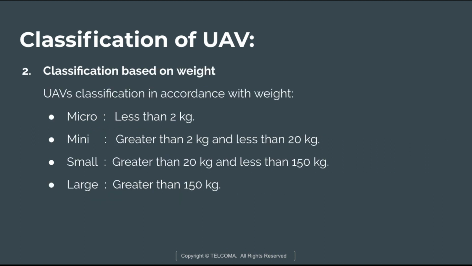Next classification is based upon the weight. UAV classification in accordance with weight: the first one is micro. The micro drone has a weight of less than 2 kg. The mini drone has a weight of greater than 2 kg and less than 20 kg, and the small drone has a weight greater than 20 kg and less than 150 kg, and the large drone has a weight greater than 150 kg.